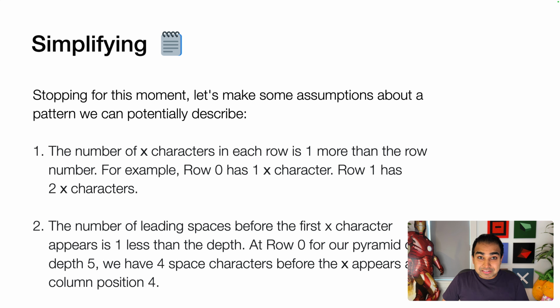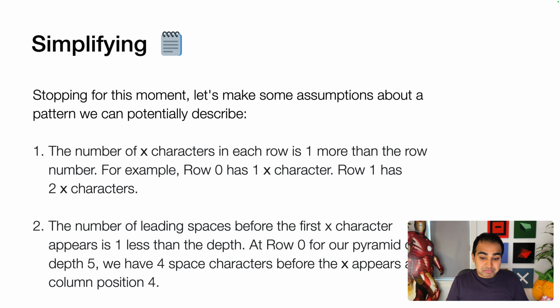The number of X characters in each row is 1 more than the row number. For example, row 0 has 1 X character, row 1 has 2 X characters. We touched upon that in the previous slide. The number of leading spaces before the first X character appears is 1 less than the depth.